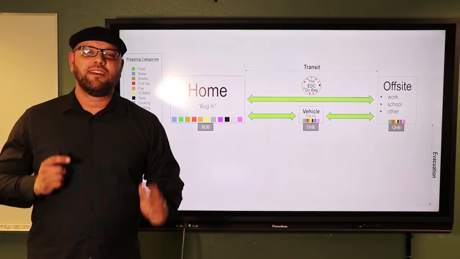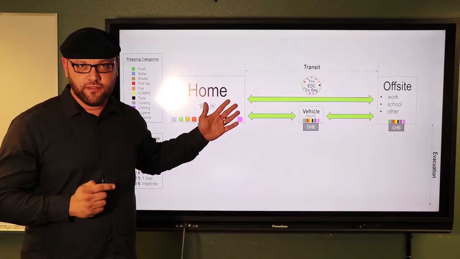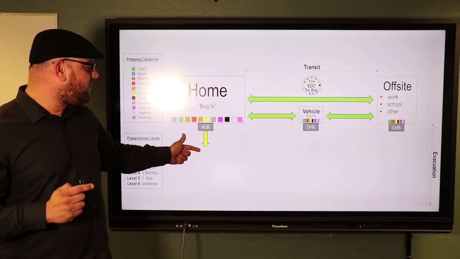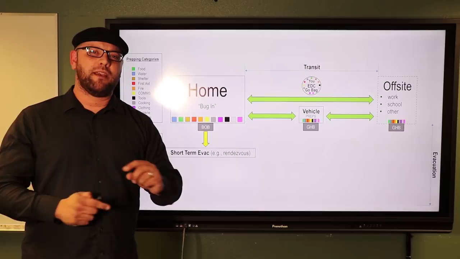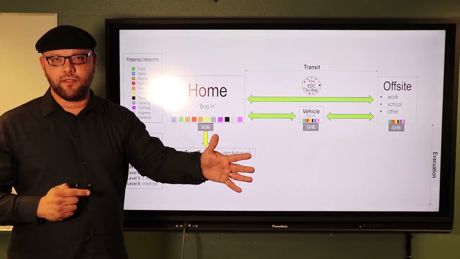So again, for evacuation, if you're at your home in your bug-in location, you have to evacuate for whatever reason. Maybe your house is on fire, for example. You're going to grab your bug-out bag, or your BOB, and you're going to evacuate the home to a short-term evacuation location. Maybe it's some kind of rendezvous point that you've established with your family. It might be across the street. It might be at a park. It might be at a nearby location. But you just need to get out of your home and be somewhere just away from the home, so you could even be in the driveway. So that's your short-term evacuation location.